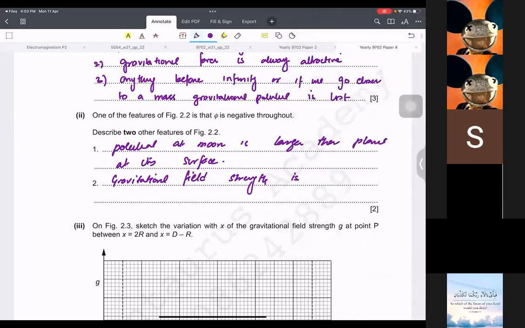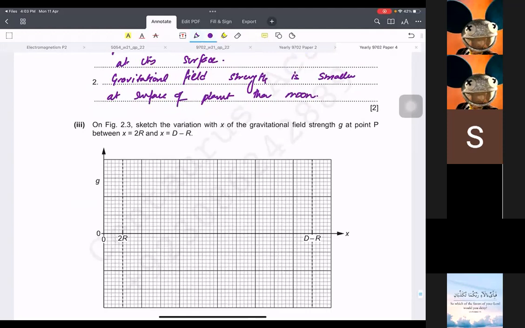All right, so the gravitational field strength is basically smaller at the surface of the planet than the moon. So you can write like this, right? Then it says sketch the gravitational field strength.